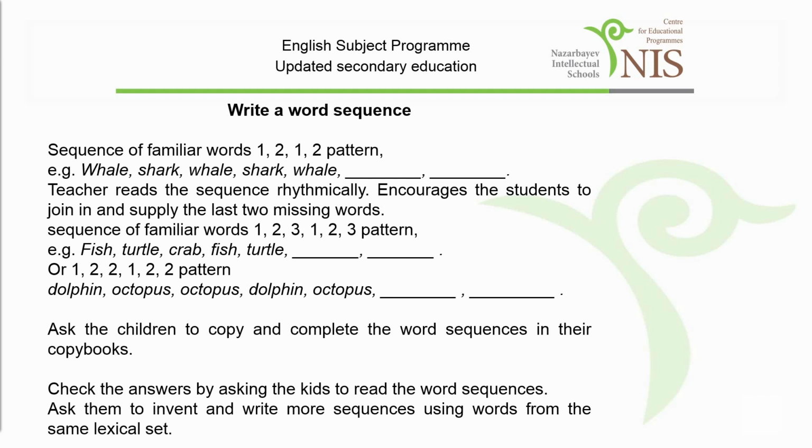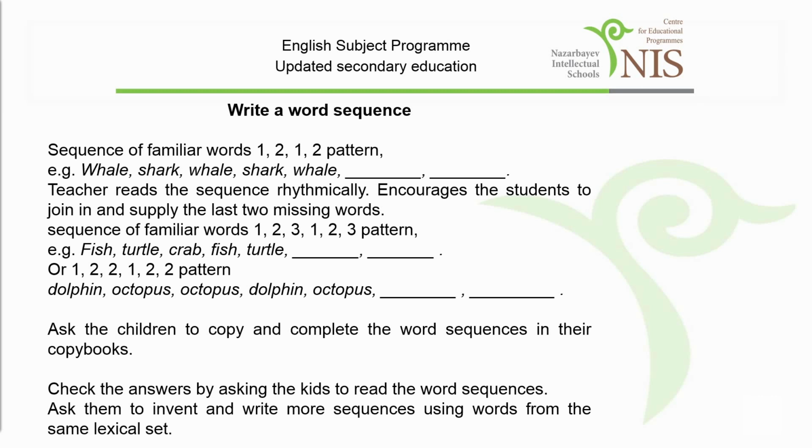For example, fish, turtle, crab. Fish, turtle, space, space. This is a 1-2-3, 1-2-3 pattern. Or dolphin, octopus, octopus, dolphin, octopus, space, space. This is a 1-2-2-1, 1-2-2 pattern.